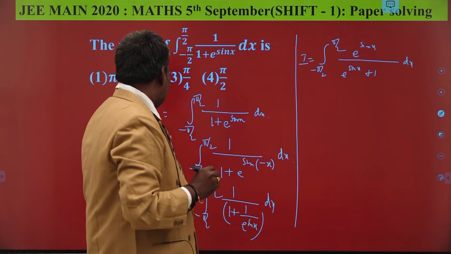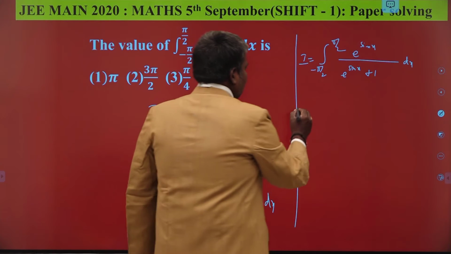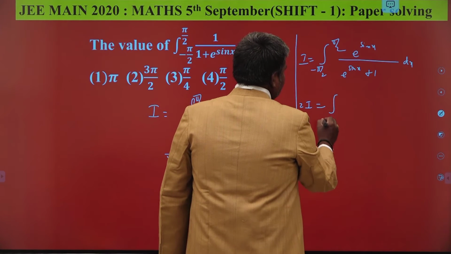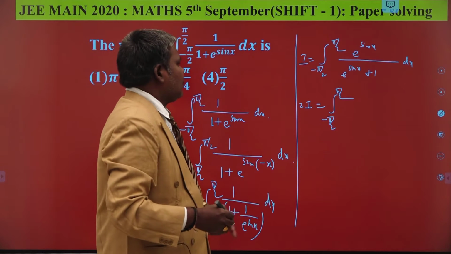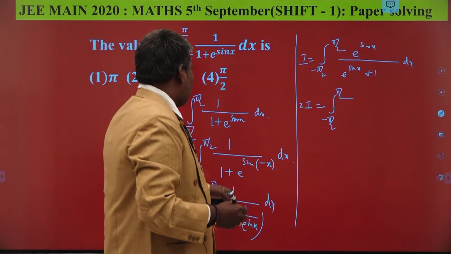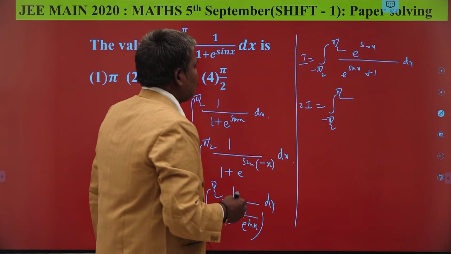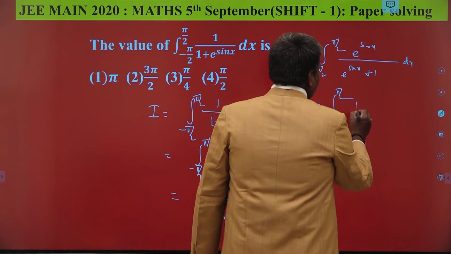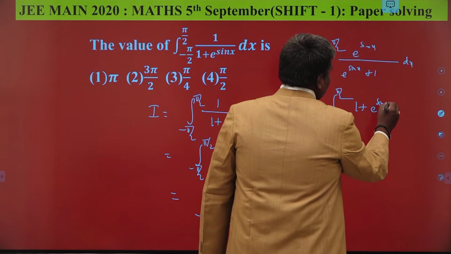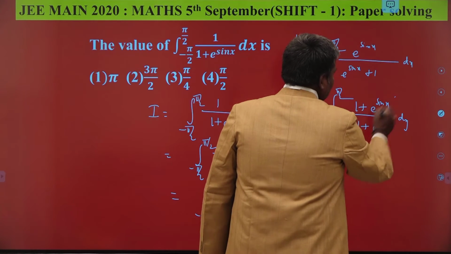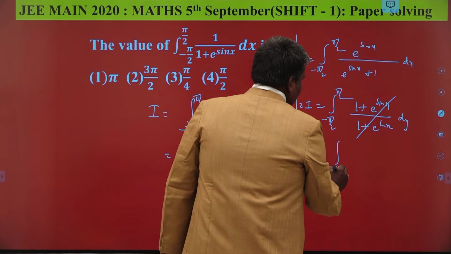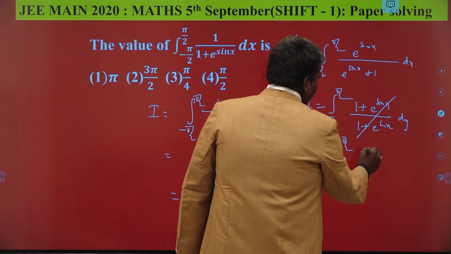Now adding these two I values, I plus I, 2I is equal to the integral from minus pi by 2 to pi by 2. What is the LCM for both? e power sin x plus 1. Plus e power sin x will be in the numerator after taking the LCM. We get e power sin x whole divided by 1 plus e to the power of sin x dx. Both will cancel. Integral from minus pi by 2 to pi by 2 of 1 dx.